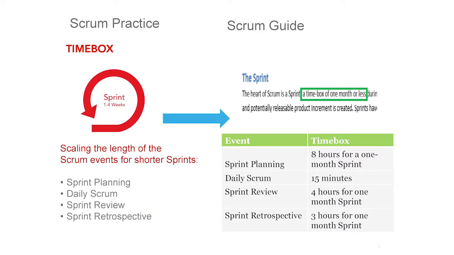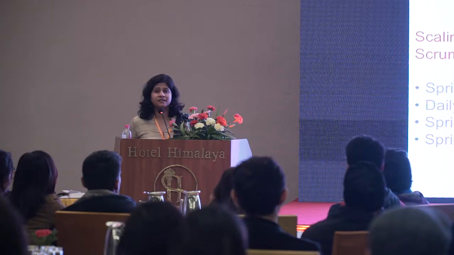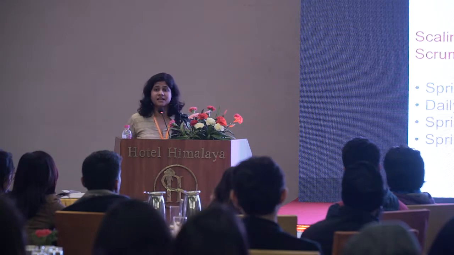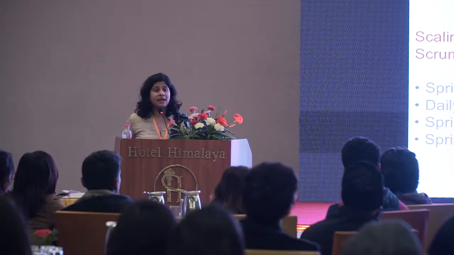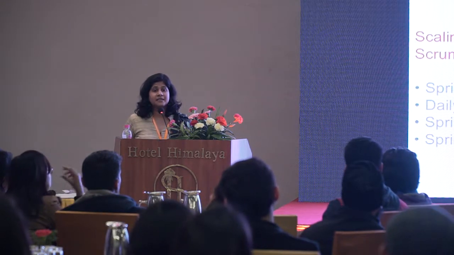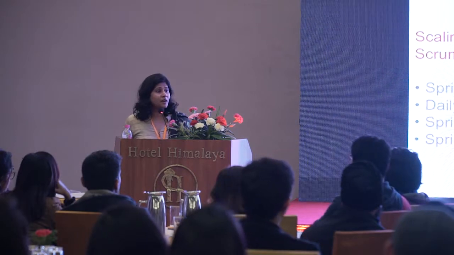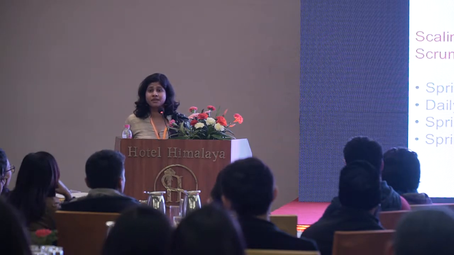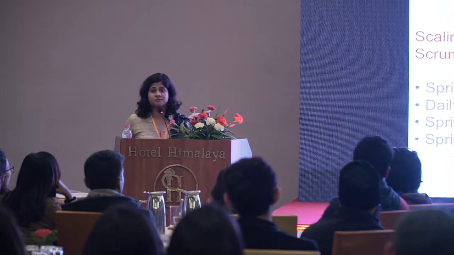So starting with the time box. A time box is the maximum duration. Every event in Scrum is time boxed. If you read the Scrum Guide, it says the sprint, which is a container of all the events, is time boxed to 1 month or less. Sprint planning is time boxed for 8 hours for 1 month of sprint. Daily Scrum, up to 15 minutes. Sprint review, up to 4 hours for 1 month of sprint. Sprint retrospective, up to 3 hours for 1 month of sprint.